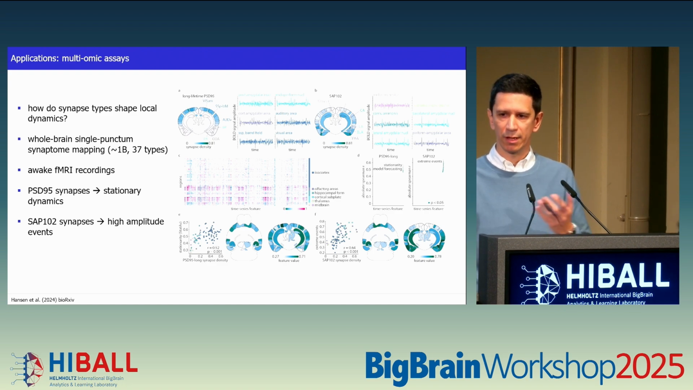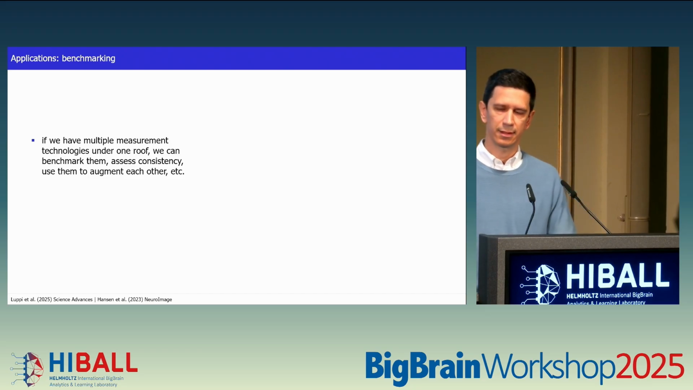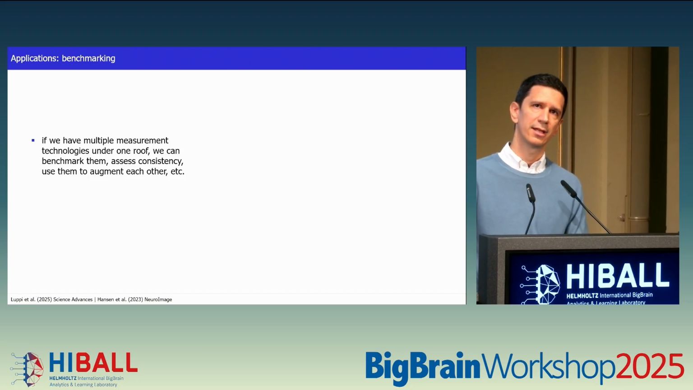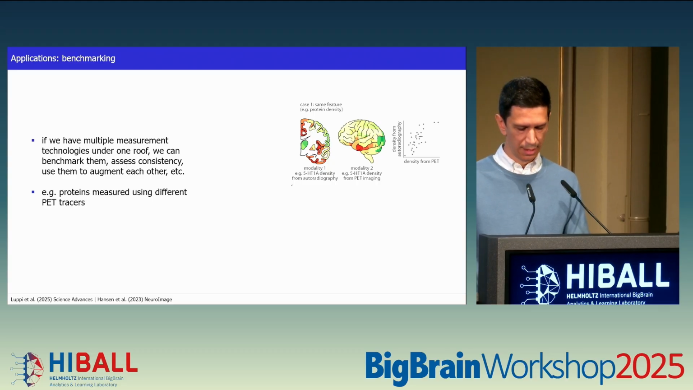So it's really nice, I think, when you have data like this to look at some of these elemental questions of how structure shapes function. The other application after that, but one that people don't consider as much, is that once you have a lot of these data sets under one roof, you can also do extensive benchmarking. So you can ask, for instance, how consistent are different technologies, how they can be used to augment each other, and so on.